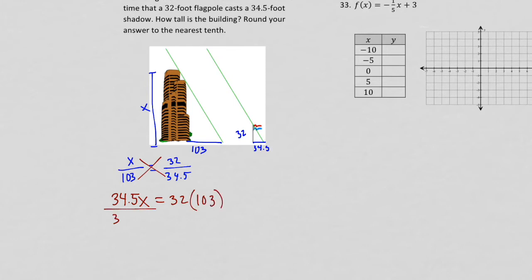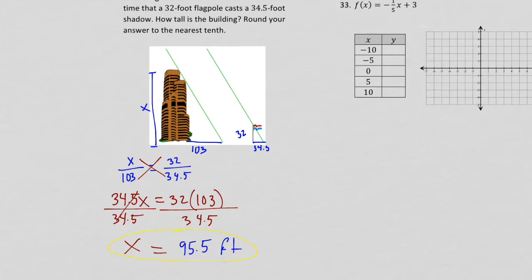Divide by 34.5. Oh, we need to multiply that first, don't we? All right, I'm going to write the division already there, and then I'll just do everything at the same time. So I'm going to multiply these 2 and then divide by 34.5. Let me pull out the calculator and do that. My calculator says 95.5 feet. It says round your answer to the nearest tenth, so that's perfect. 95.5 feet is my answer.